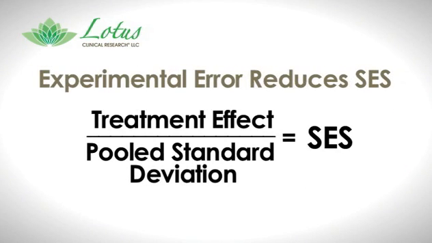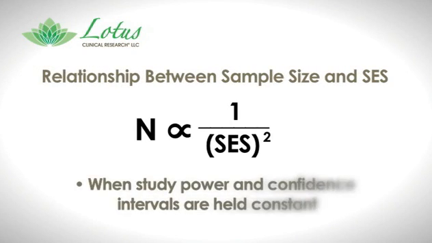The SES is not fixed. It will vary based on the quality of the experiment. If study power and confidence intervals are held constant, the N required for a positive clinical investigation is inversely proportional to the square of the standardized effect size.